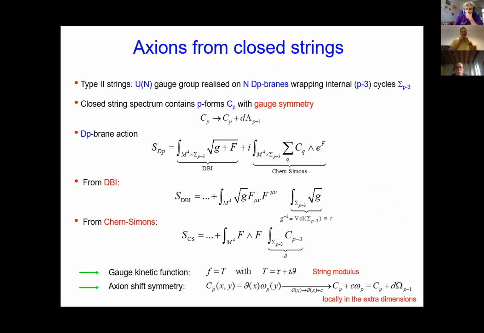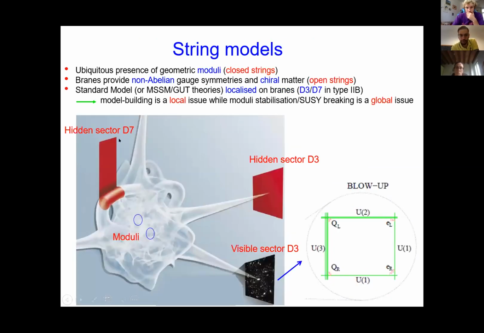So now let's see how axions can come from those strings. So as I said, you can have these U(N) gauge groups, which are realized on N Dp branes, wrapping internal p-3 cycles. So if you go back, this could be an example. This is the 7 brane in type IIB string theory. So this is an 8-dimensional object. So 4 dimensions are space-time filling, and the other 4 are wrapping an internal submanifold, so an internal cycle.